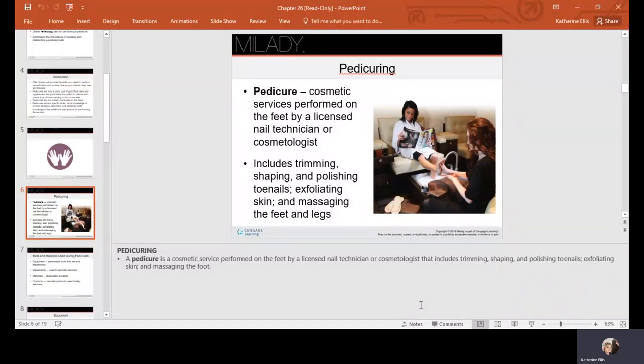All right, today we're going to go over our pedicuring slides. So pedicuring is a cosmetic service performed on the feet by a licensed nail technician or cosmetologist. It includes trimming, shaping, polishing toenails, exfoliating skin, and massaging the feet and the legs.